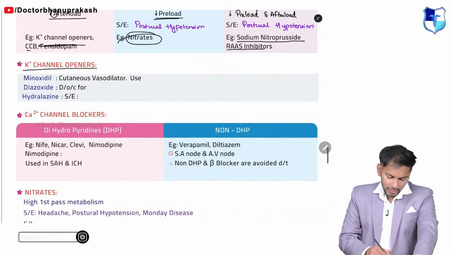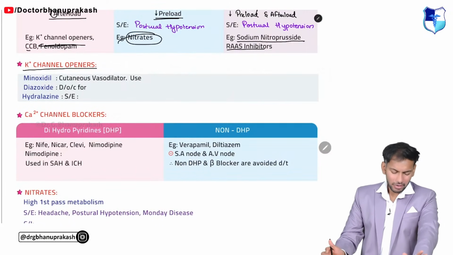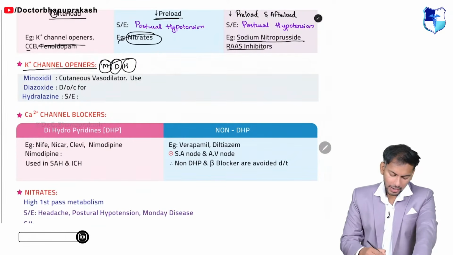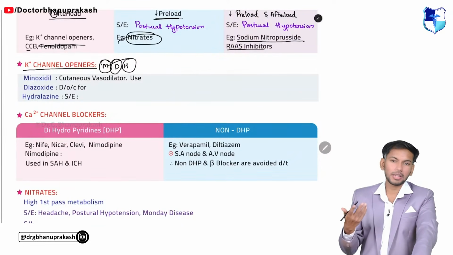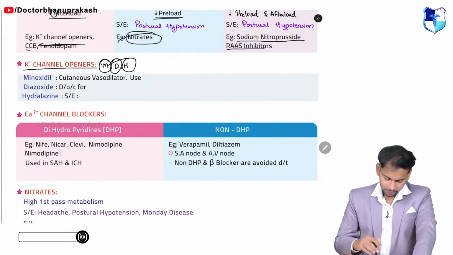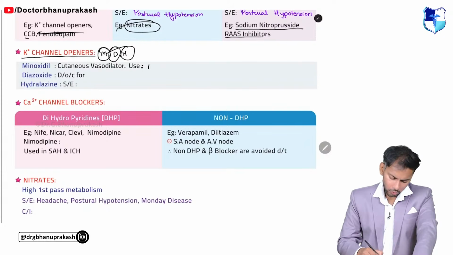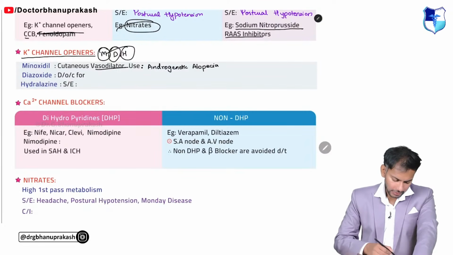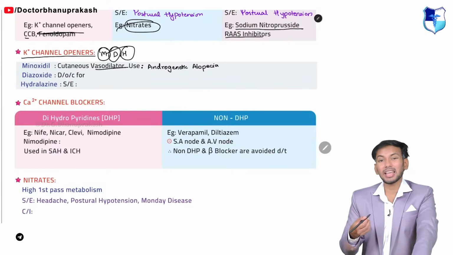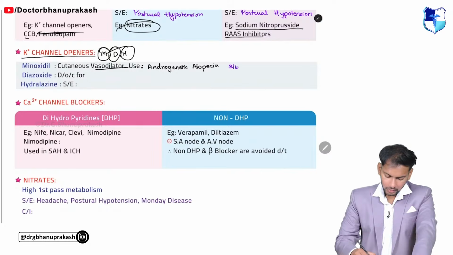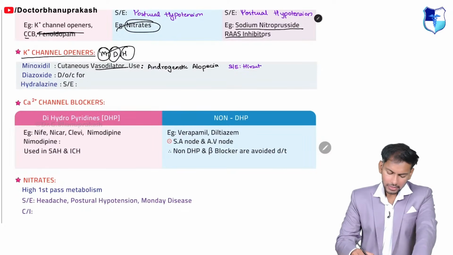Starting with the potassium channel openers, you can remember them with the name MDH. Yes, MDH: minoxidil, diazoxide and hydralazine. Minoxidil is used topically for androgenetic alopecia. It is a cutaneous vasodilator, so it will increase the blood supply and decrease hair loss and hair thinning. What would be the side effect? It will cause unwanted hair growth, that is hirsutism.